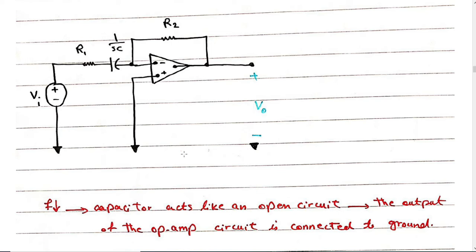So at high frequency, what kind of circuit do you have? Just a regular inverting amplifier. How about low frequencies? Why? Because the capacitor.